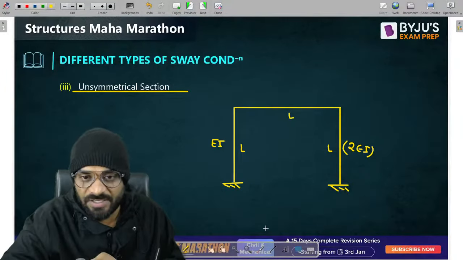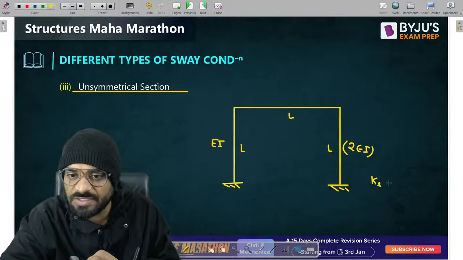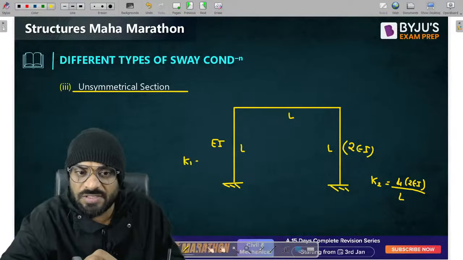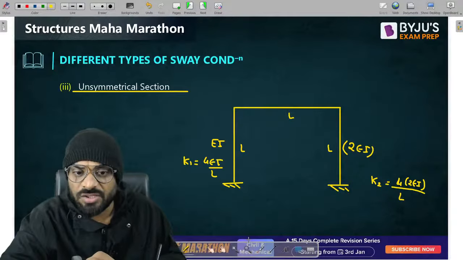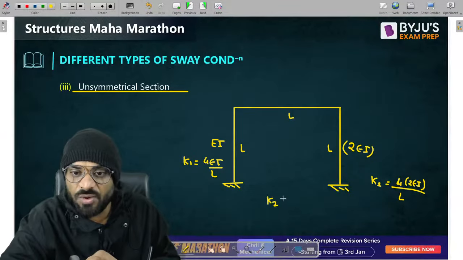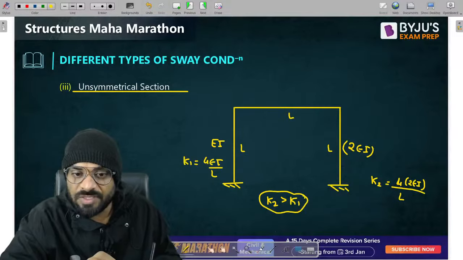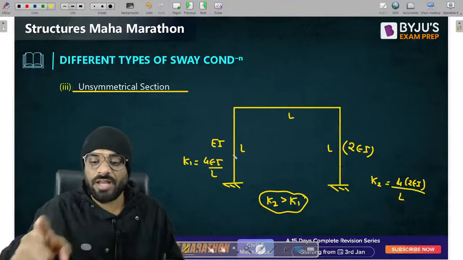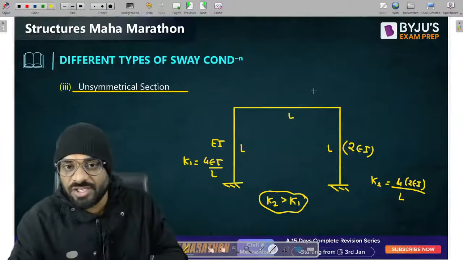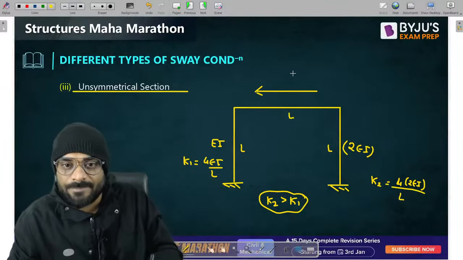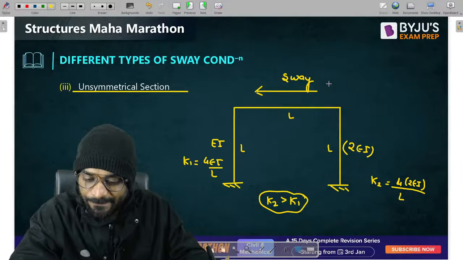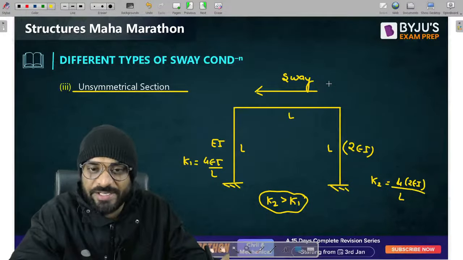That means unsymmetrical section. So if I write the stiffness of this member, which is K2, so I will write here, guys, 4 into 2EI by L, that means 8EI by L, and this one is K1 is equal to 4EI by L. Now tell me guys, in this case, can I say that the value of K2 is greater than K1? So this is stronger, this is weaker, ताकतवर कमजोर को झुकाएगा और sway इधर आएगा, right? So the direction of sway is this. Getting a point or not?